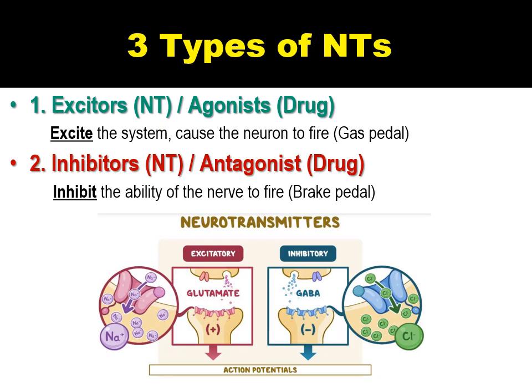Now there are three types. We're only going to focus on two. So the third type is a neuropeptide. It's been removed from the AP test. So we're only going to focus on two types of neurotransmitters.